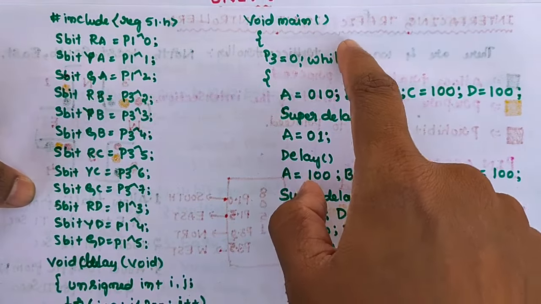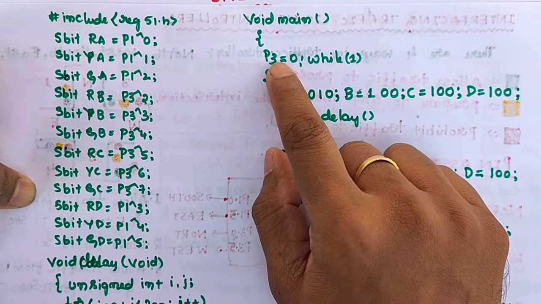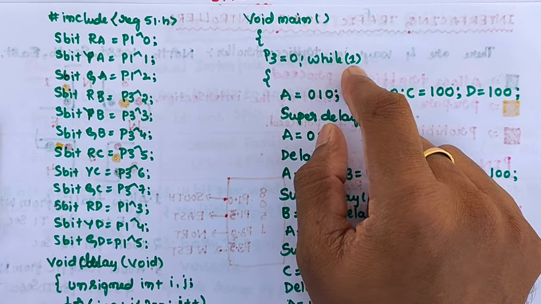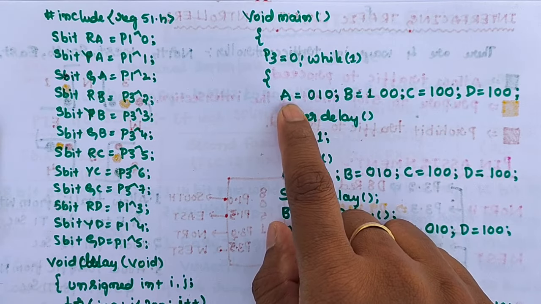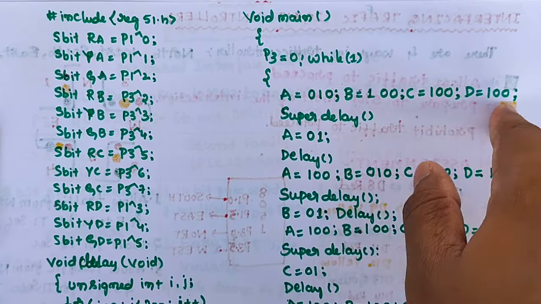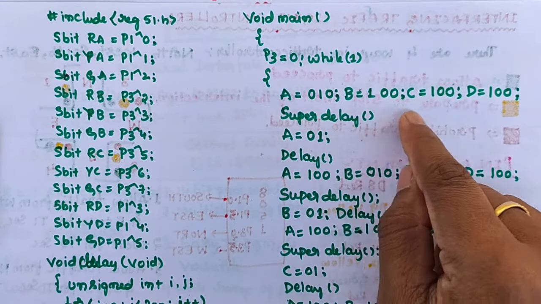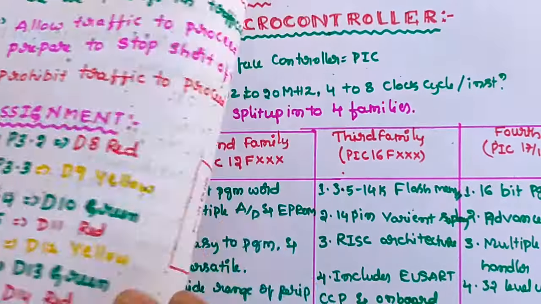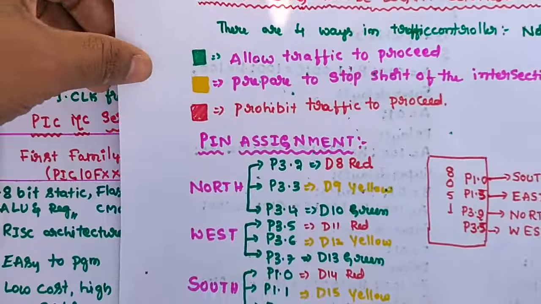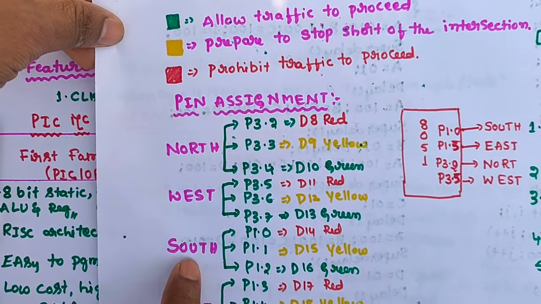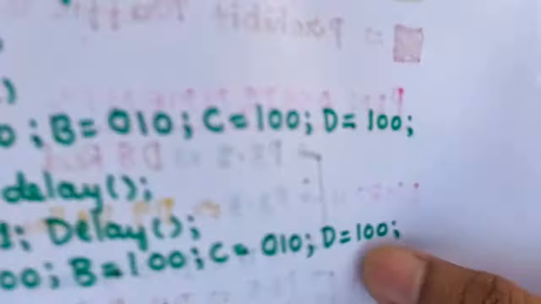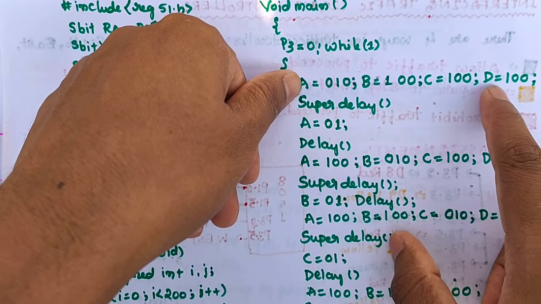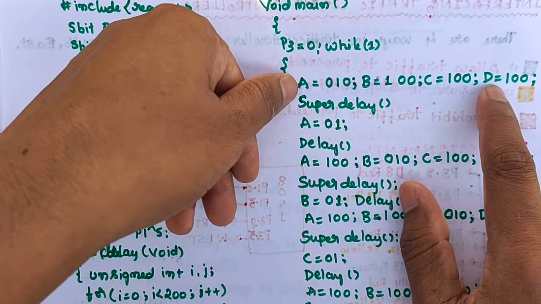So in void main, we open up the program and assign P3 equal to 0 in a while condition. Here we energize the signals for the particular ways A, B, C, D. That means, with respect to this picture, north is A, west is B, south is C and east is D.